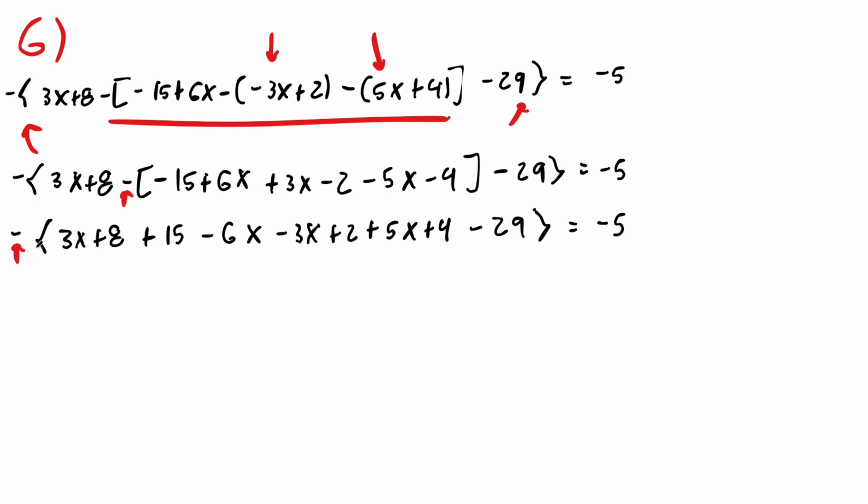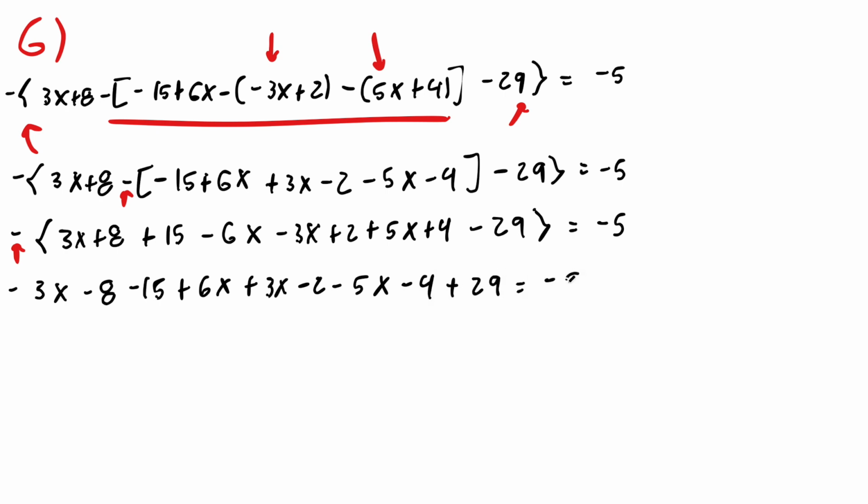And if they have a negative in front, well, we're kind of screwed because we have to change every single sign of the terms inside the brace. So, minus 3x minus 8 minus 15 plus 6x plus 3x minus 2 minus 5x minus 4 plus 29. And so that would be equal to minus 5.